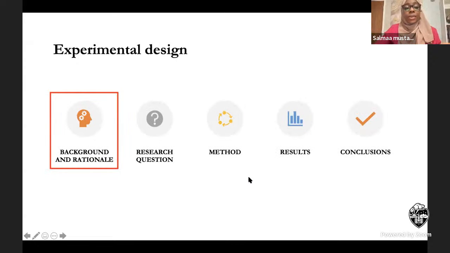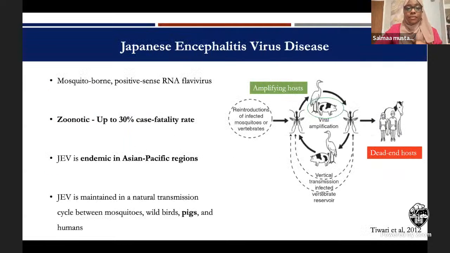So I'm going to start with background and rationale. Like I said, Japanese encephalitis virus, which I'll refer to as JEV from now on, is a mosquito-borne virus, it's zoonotic. You can have up to 30% case fatality rate in infected people. It's highly endemic in the Asian Pacific regions, and you can have a natural transmission cycle between mosquitoes, birds, and pigs. And I'm using pigs here because pigs are really important in the transmission cycle, okay?